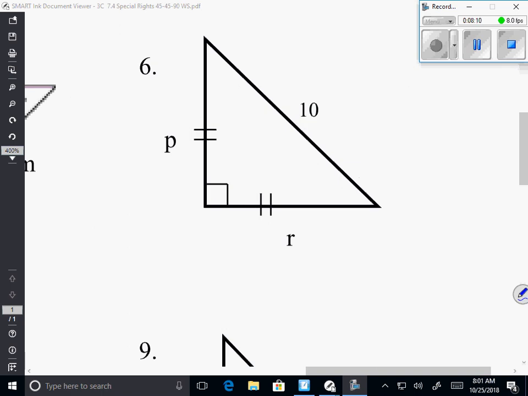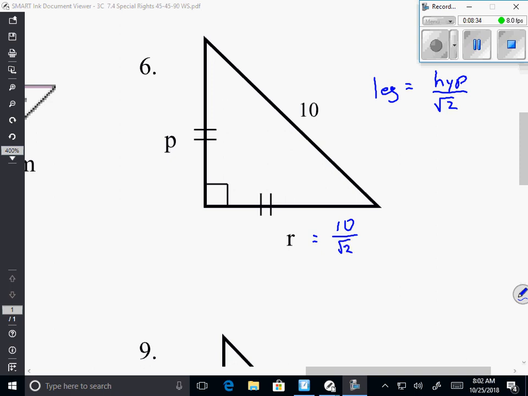We have a hypotenuse, and we need to know the lengths of the legs. Okay? Same formula as before. No, different. Leg is equal to the hypotenuse divided by square root of 2. So in this case, R is a leg. It's going to be equal to 10 divided by square root of 2.